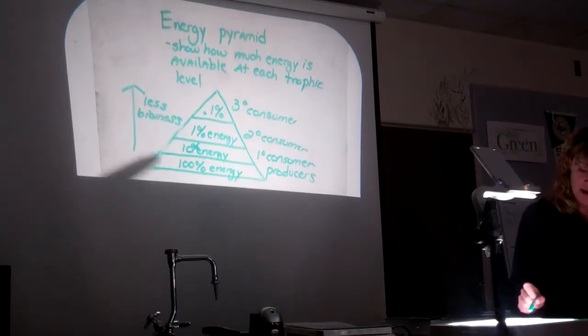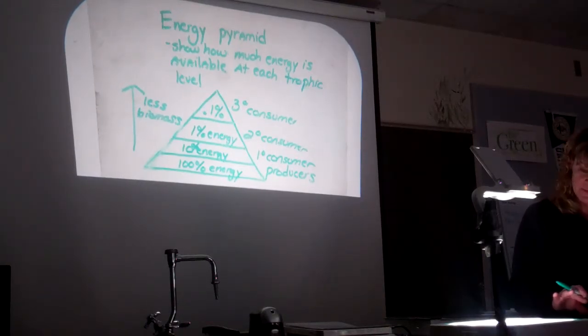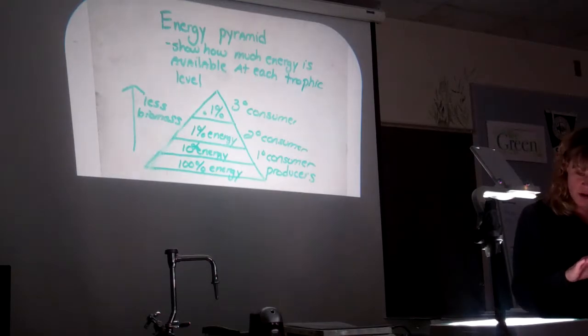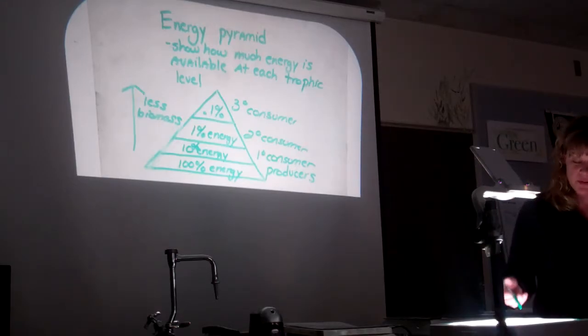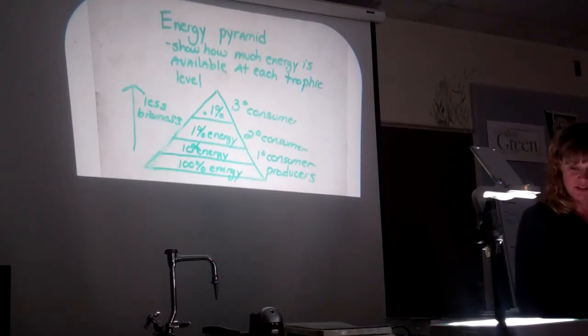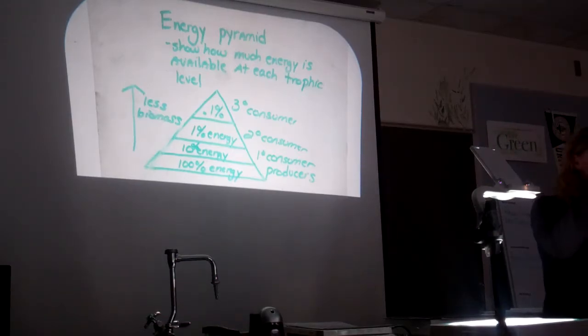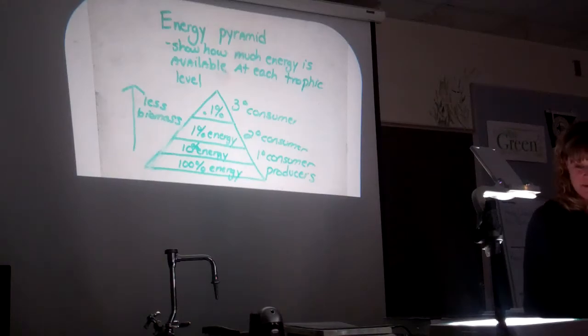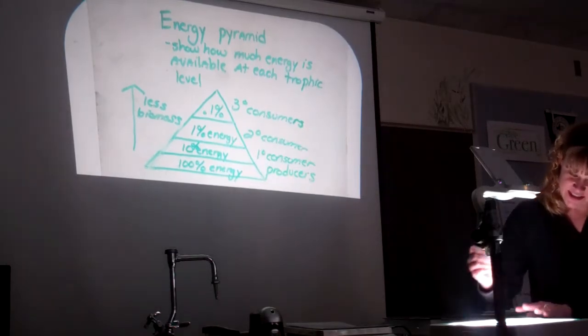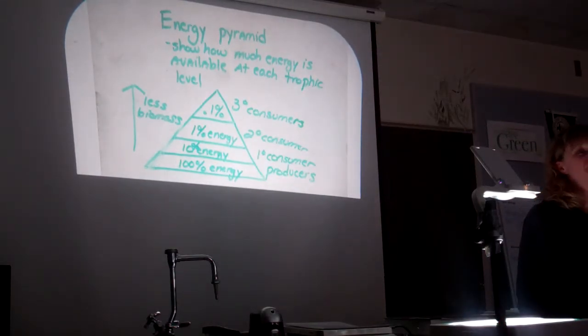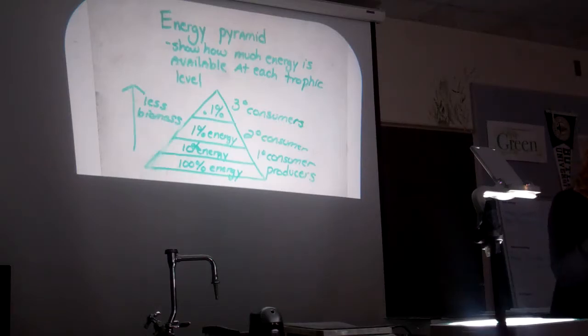And again, this pyramid shows exactly what you saw on the other page. The producers are at the bottom, 100% of the energy. The primary consumers, the ones that eat them, they're only going to have access to 10% of that energy. The other 90% went into maintaining the producers, so the primary consumers aren't going to get it. It's stuck with the producers. As you work your way up, only 10% gets passed on. So look at the very top. Tertiary consumers have access to very little of the original energy.